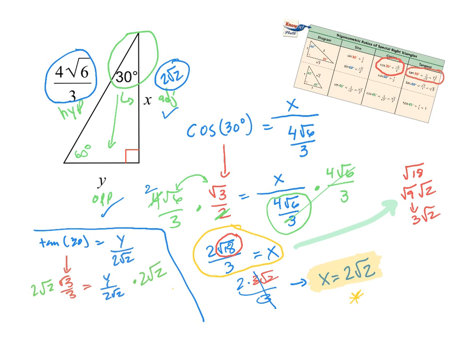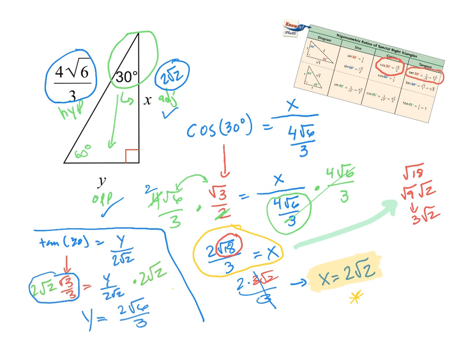And this one we don't even need to worry about simplifying the radical form, because 2 times 3 is 6. The square root of 6 doesn't simplify. So this just turns into 2 square root of 6 over 3. I just multiplied these together.